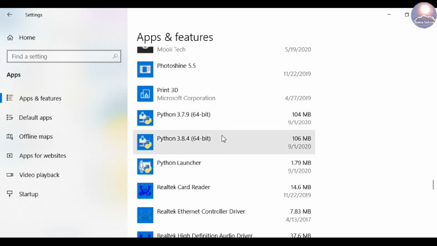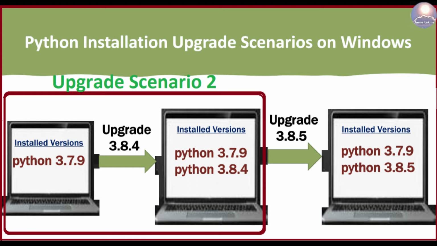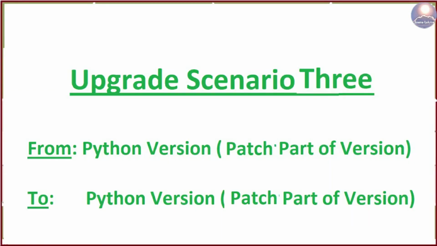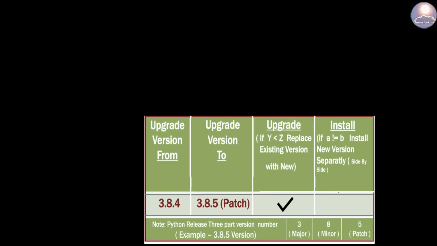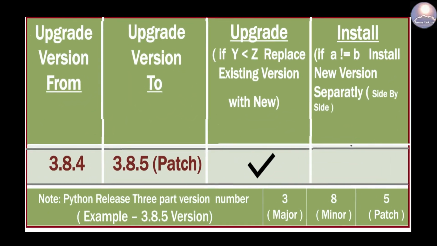The user has already Python 3.7.9 installed on that machine. So in upgrade scenario 2, we can see that there is an existing version of Python 3.7.9. When the user wants to upgrade to 3.8.4, along with 3.7.9, the new version 3.8.4 is also installed on the same system.